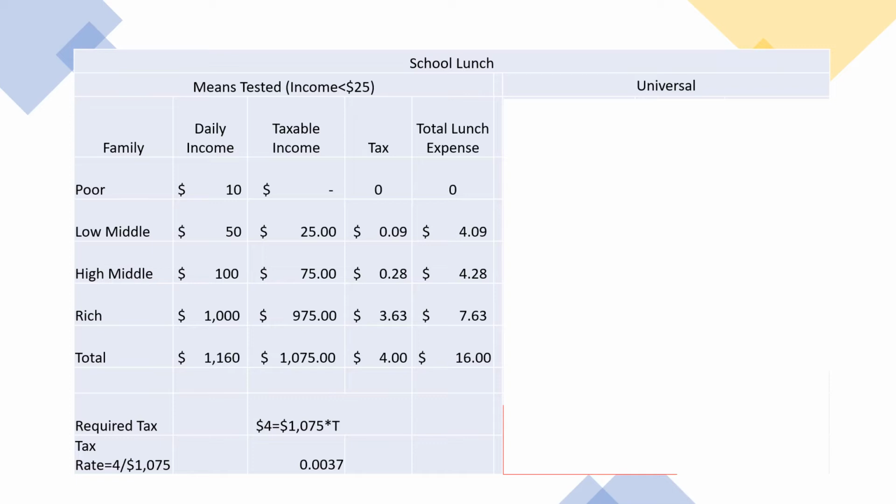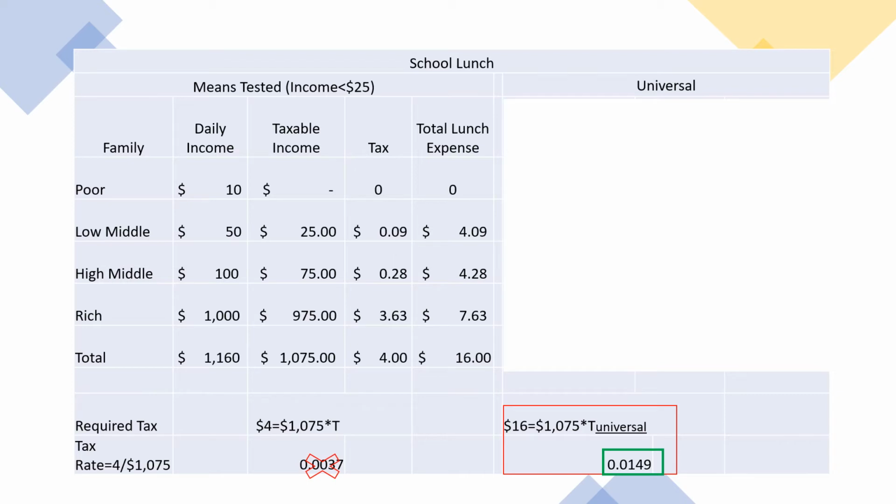What if the law is changed and the school lunch program becomes universal? All children get lunch free. In this case, the tax revenue will have to be $16 instead of $4, and the tax rate will be 4 times higher than it was before. Instead of 37 cents, it would be $1.49 for each $100 of income.